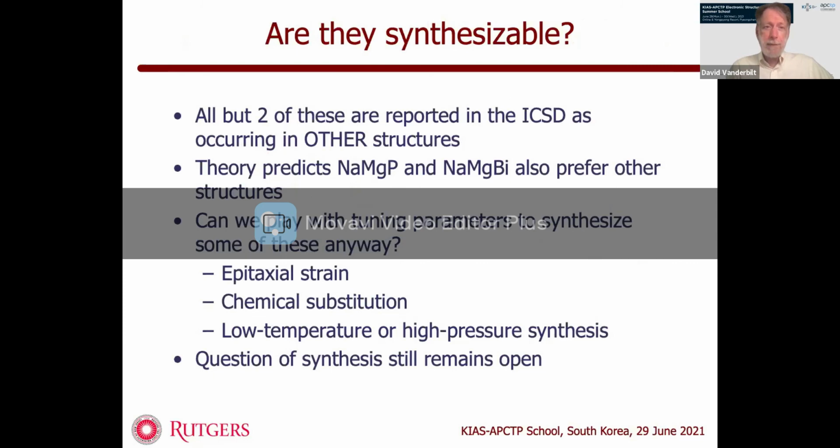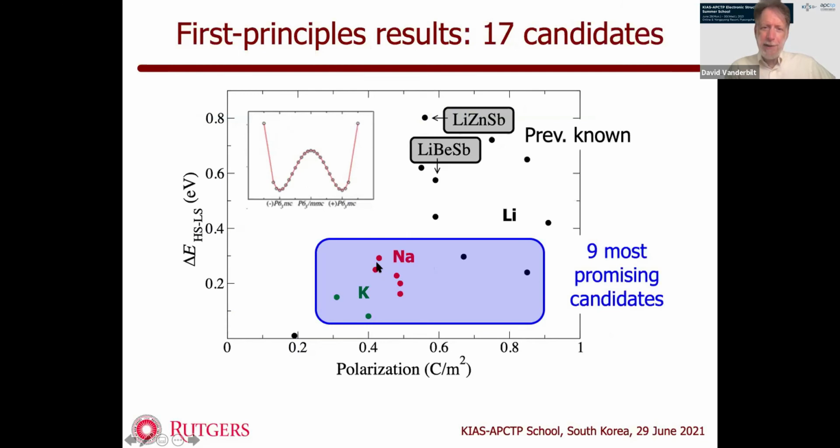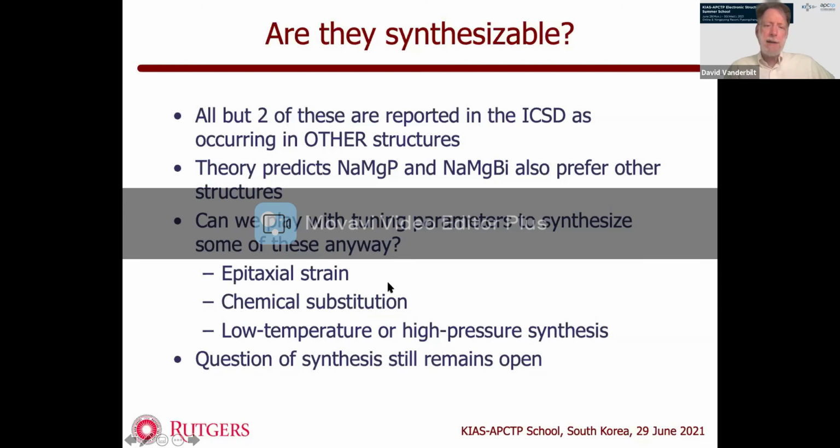There's some difficulties here. For some of these materials, the ground state structure is not this lithium gallium structure. It's a different structure, so you'd have to make a metastable crystal in this structure, but some of them are not. We also have the possibility of playing with external tuning parameters like strain and chemical substitution to get better materials.